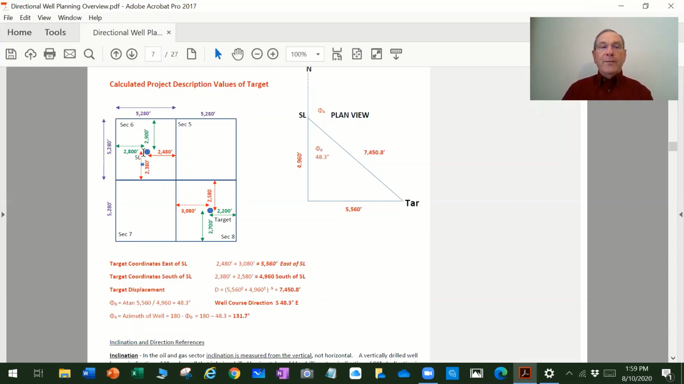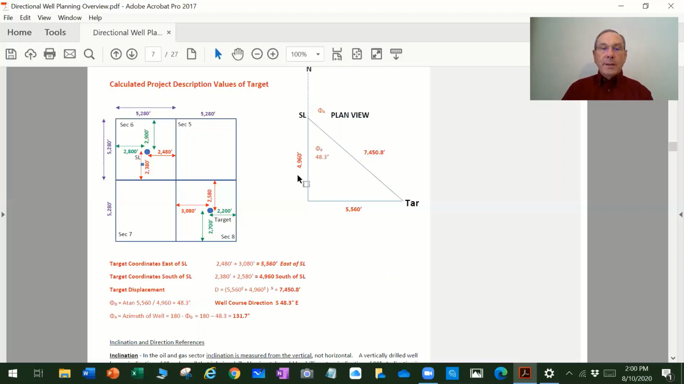Of course, we would never drill a well due east and due south, so we would drill a well straight from the surface location toward the target, most likely, and that displacement, by using basic trigonometry, is going to be the square root of the sum of the squares. So it's going to be the square root of the eastern and the southern components of direction, and that's going to give us a distance of 7,450 feet approximately.